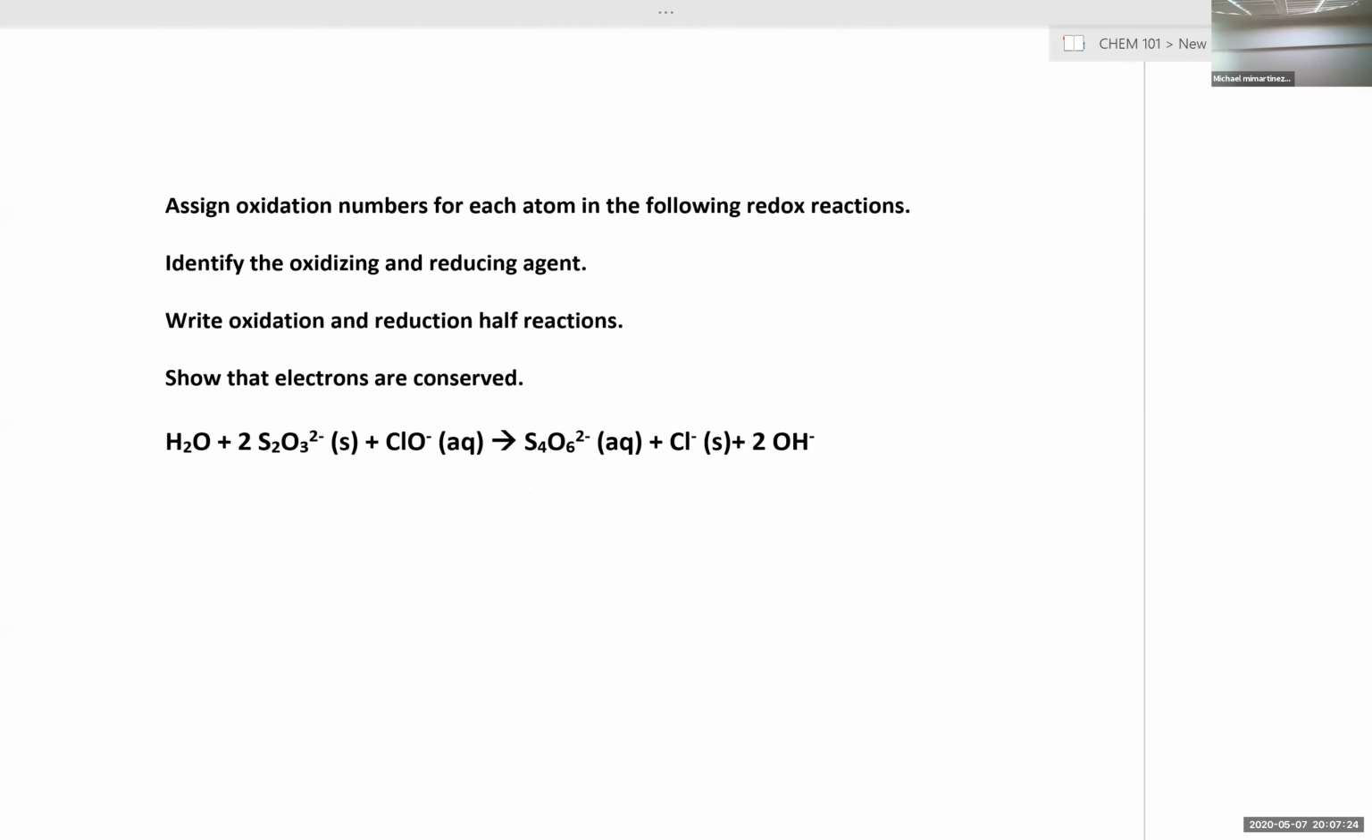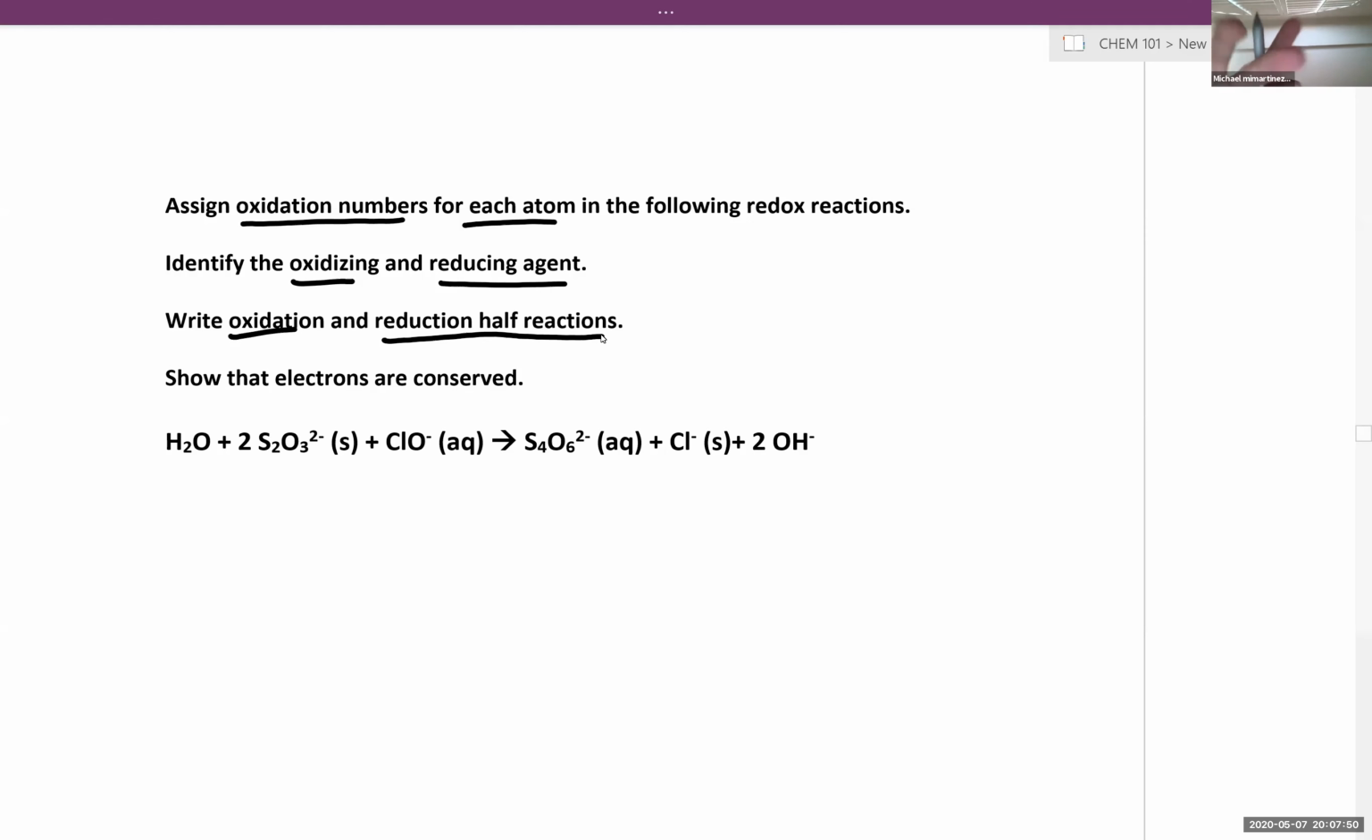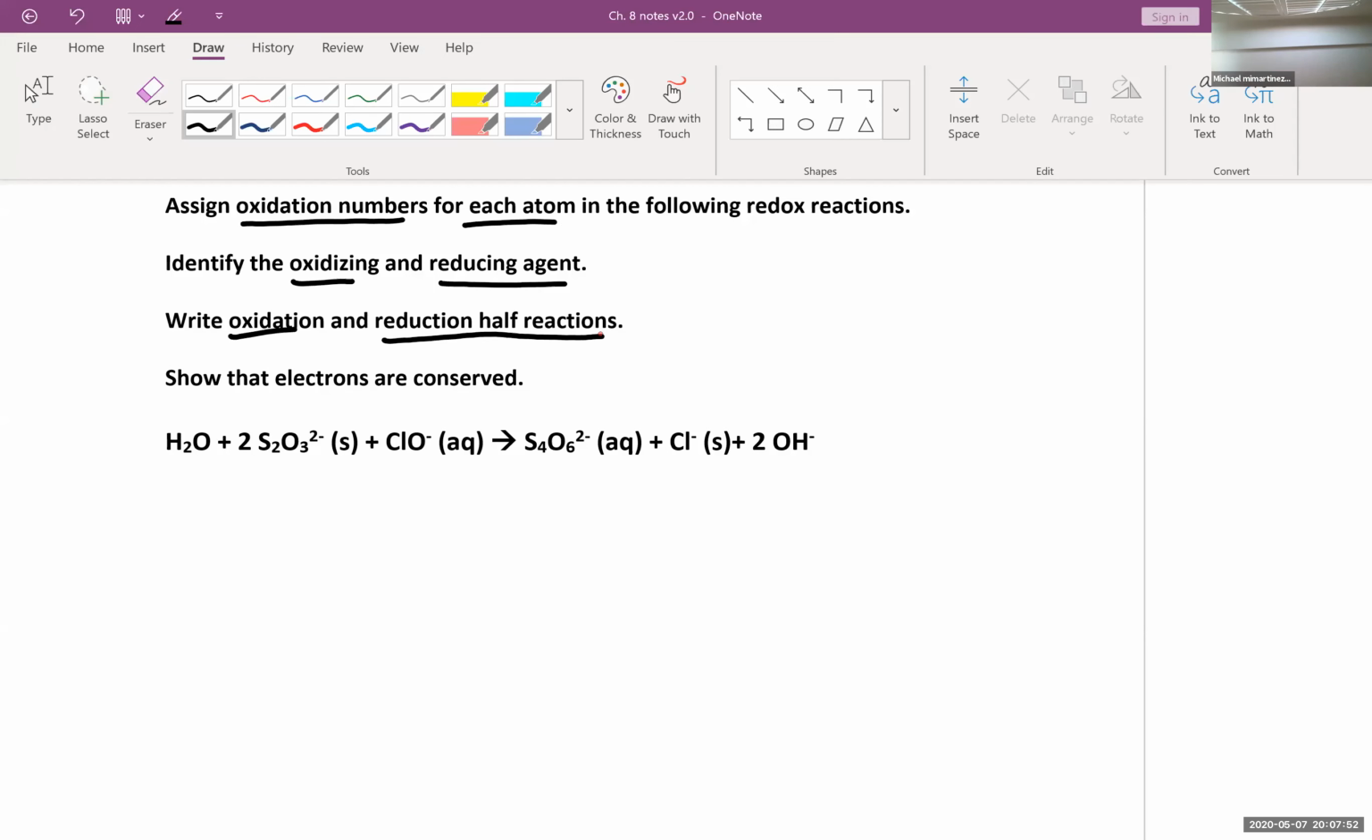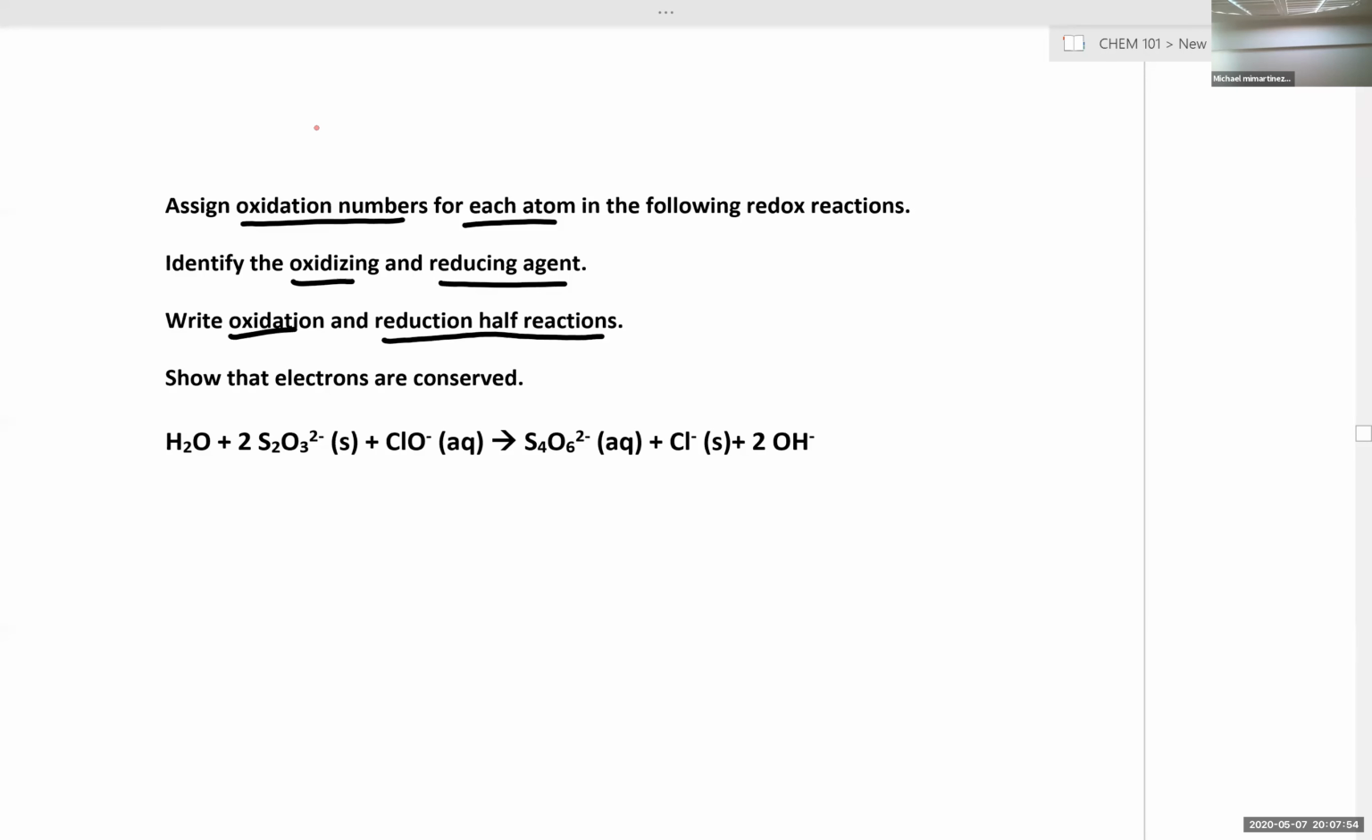So last session, we focused on assigning oxidation numbers and just doing basic analysis of redox equations. So our goal here is to assign oxidation numbers for each atom in the following redox reaction. We're to identify the oxidizing and reducing agent, and then our goal is to write oxidation and reduction half reactions. So first things first, we have to go through and assign oxidation numbers.